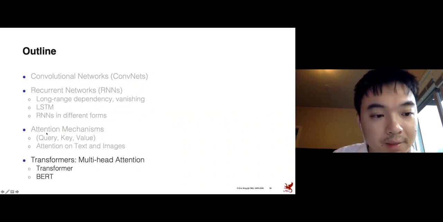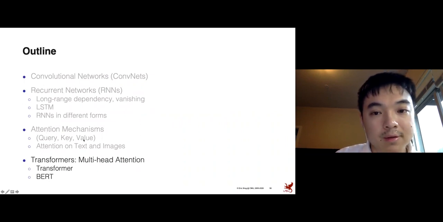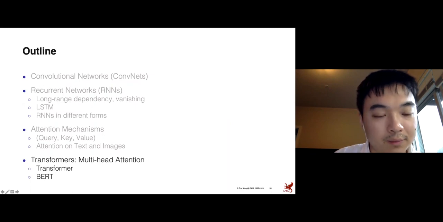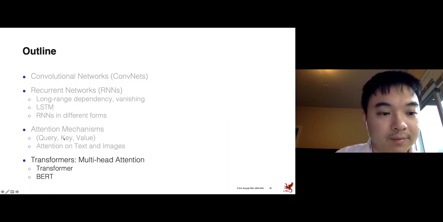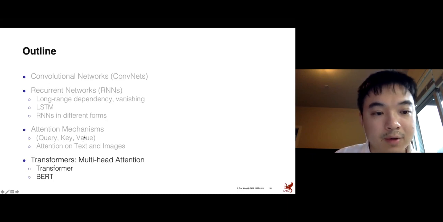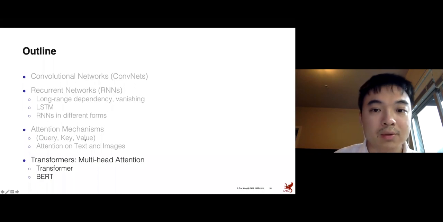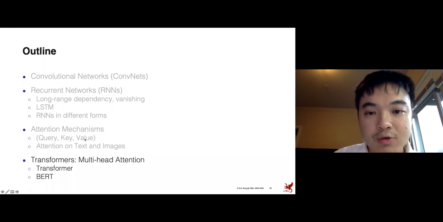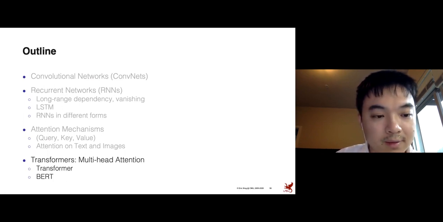Remember the key concept here: query, key, and value. We compute the attention weights based on the query and the keys, and then mix the values with these attention weights, right? And use the mixed weights as the condition to generate the prediction or the generation in a language generation task. So next, transformers.